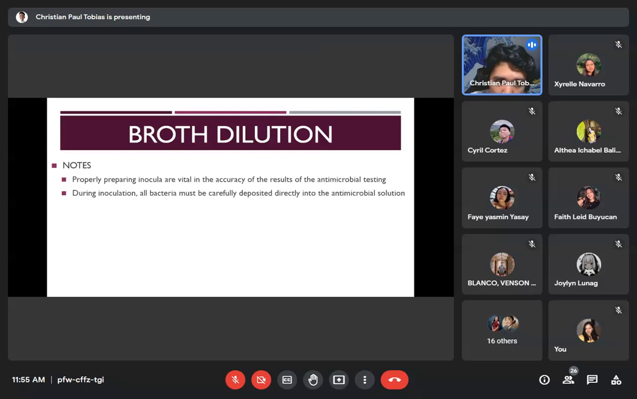So properly preparing inoculum is vital in the accuracy of the results of the antimicrobial testing. So during inoculation, all bacteria must be carefully deposited directly into the antimicrobial solution.